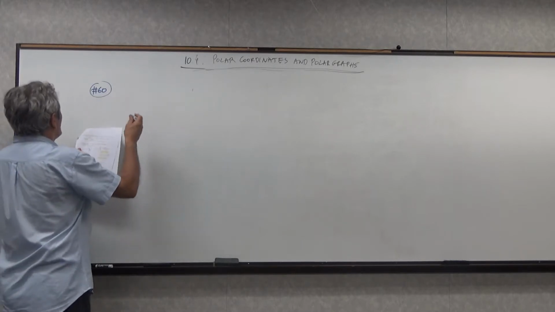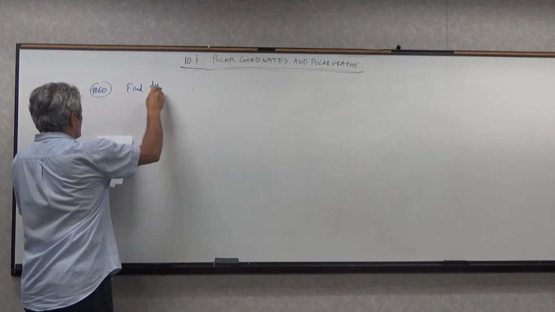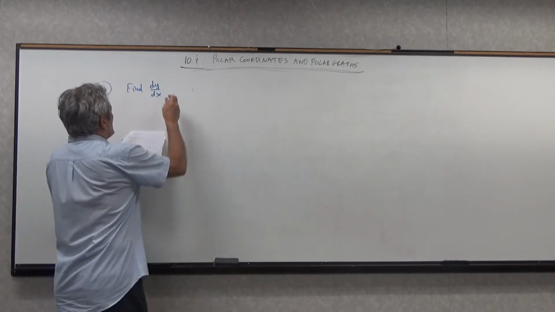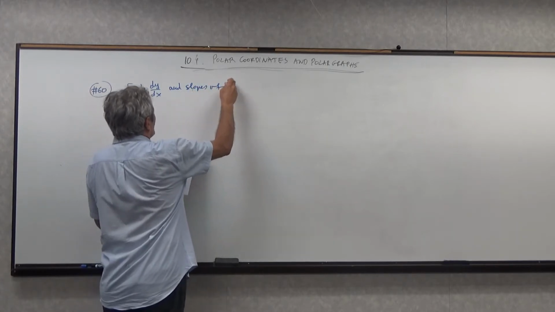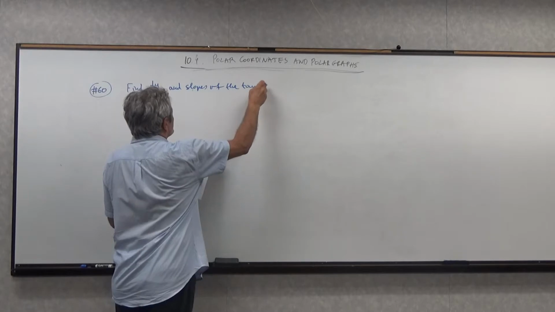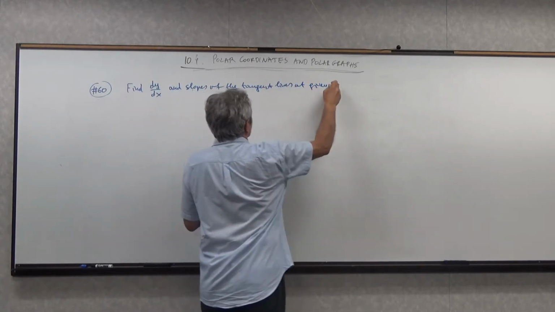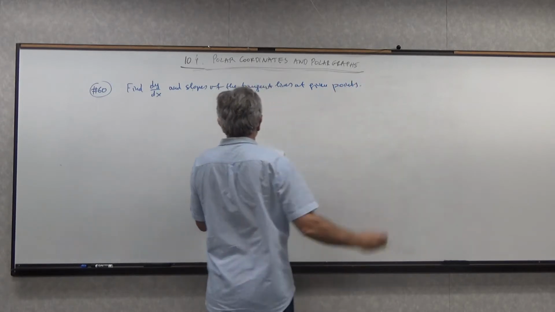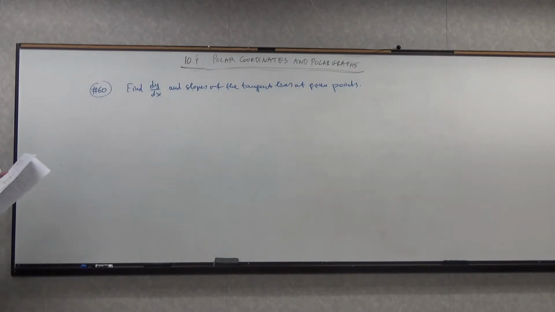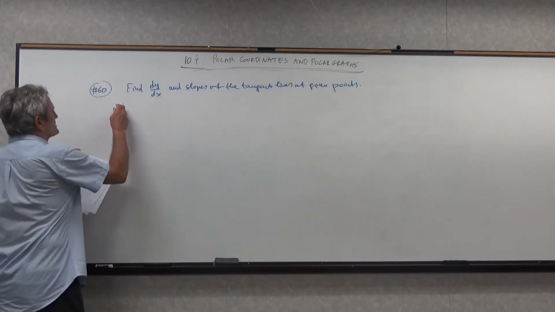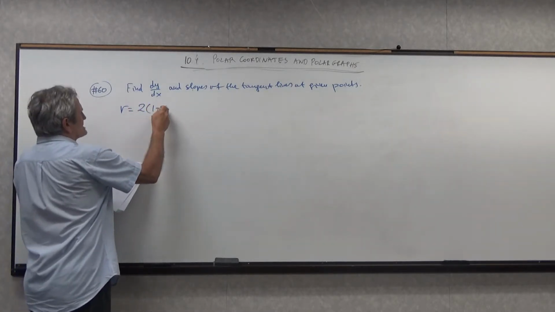It says the following: find dy over dx and slopes of the tangent lines at given points. In your book, this graph is given. I'd like to discuss how to draw the graph. So r equals 2 times (1 minus sine theta).